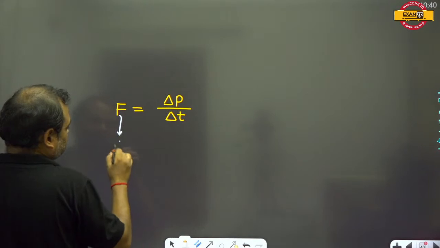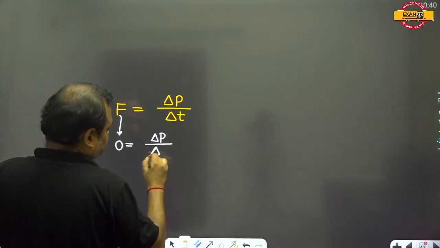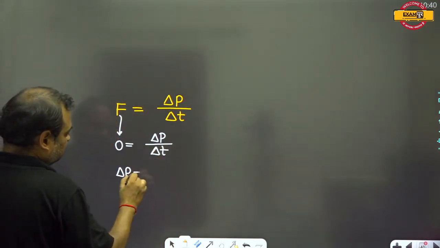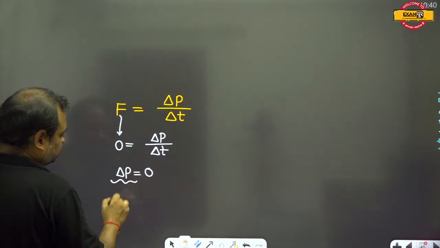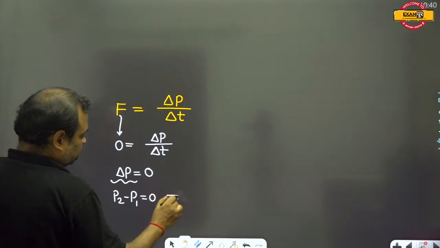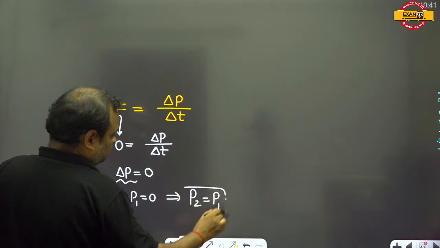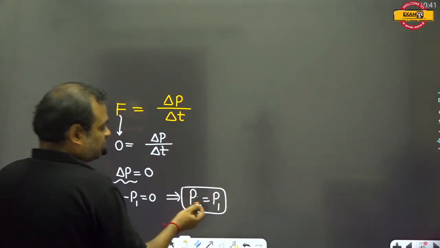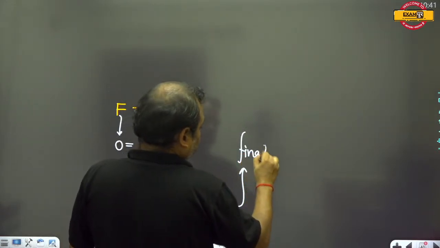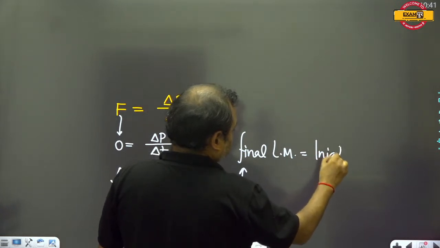Suppose the value of F is 0, it means delta P upon delta T is also equal to 0. It means delta P will also be equal to 0. Delta P means P2 minus P1. P2 minus P1 is equal to 0, so P2 will be equal to P1. It means final linear momentum will be equal to initial linear momentum.